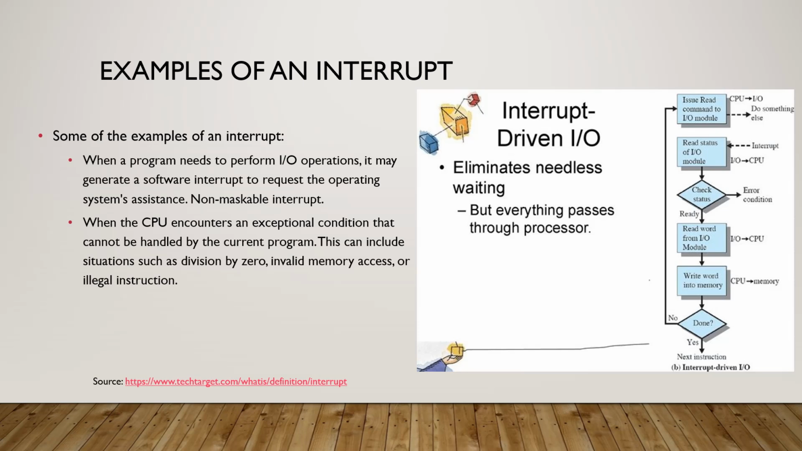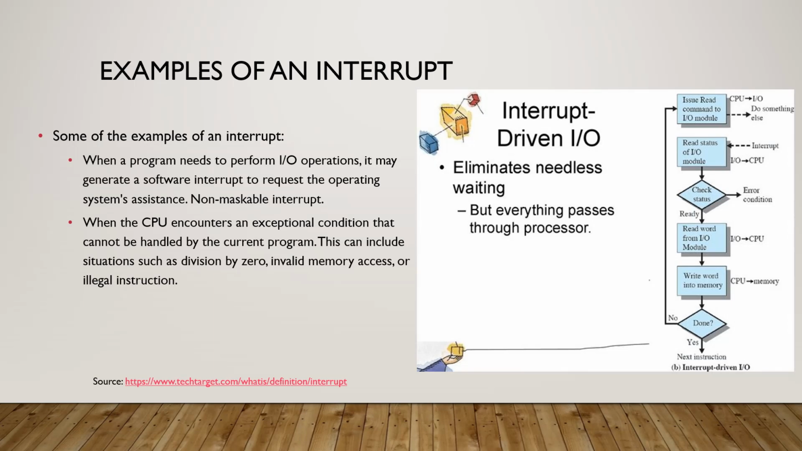When the CPU encounters an exceptional condition that cannot be handled by the current program, this can include situations such as division by zero, invalid memory access, or illegal instruction. As you can understand, this is outside of the operating system design, when something irregular, something unusual happens, like division by zero, which is incorrect, or invalid memory access when you select an incorrect disk, or illegal instruction.